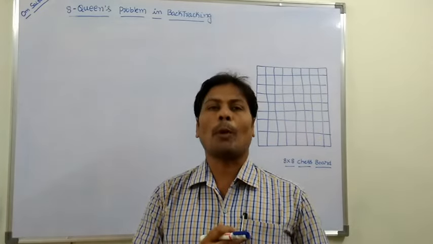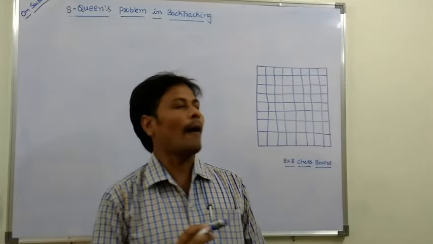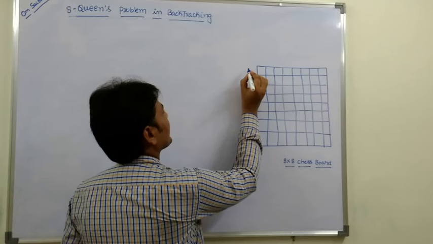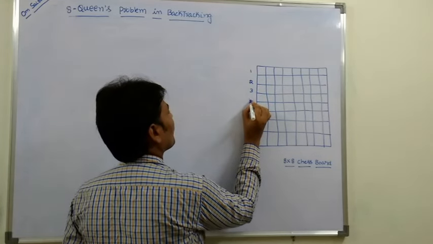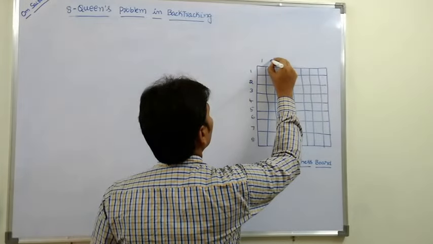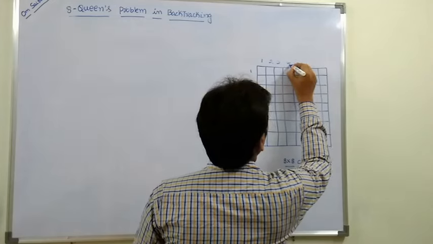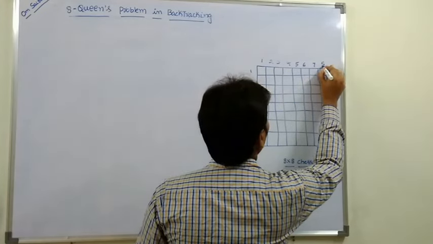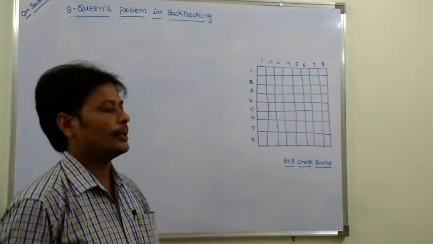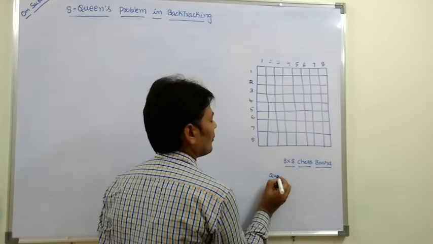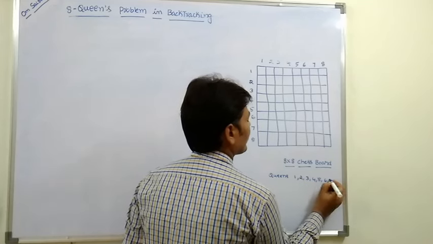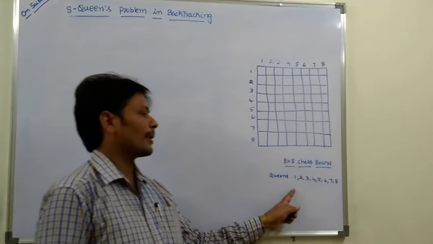In the 8 queens problem, we have to place 8 queens on an 8x8 chessboard. In the 8x8 chessboard, the rows can be numbered from 1 to 8. The columns can be numbered from 1 to 8. The queens can be numbered from 1 through 8.